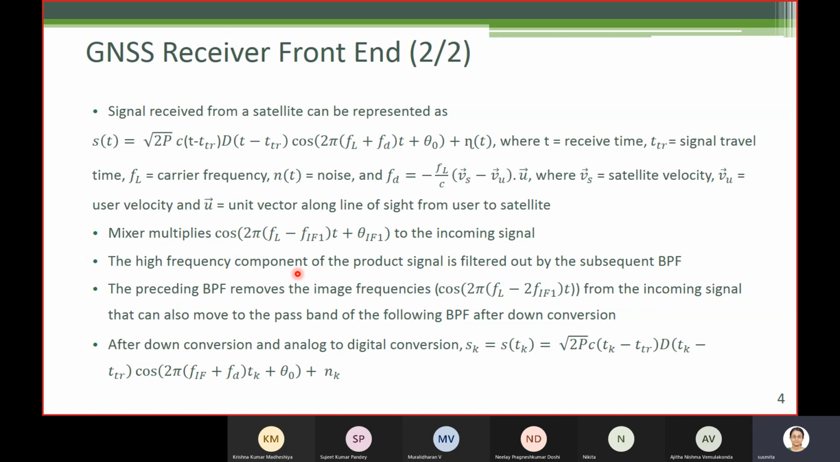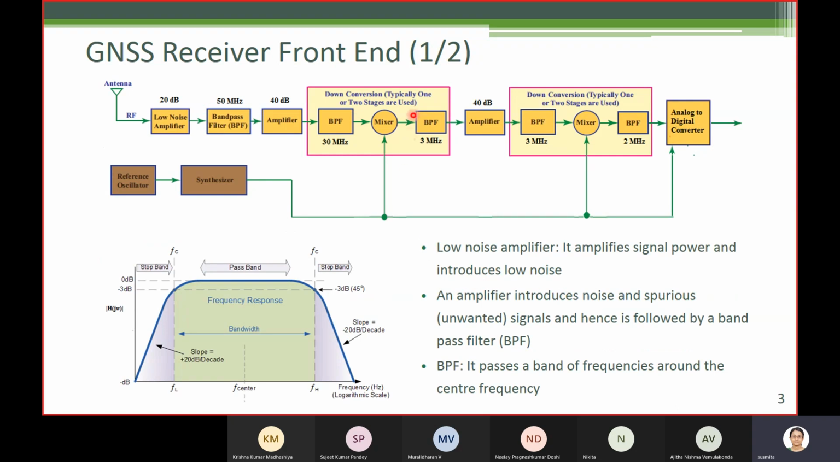The high frequency component is filtered out by the subsequent BPF. This BPF, band pass filter, which follows the mixer, filters out the high frequency component and allows only the low frequency component. So at this point, we have the down converted low frequency component where the carrier frequency is down converted to the first intermediate frequency FIF1. Then in the second stage, again the same thing will happen, and finally we get the final intermediate frequency. Let's call that FIF.